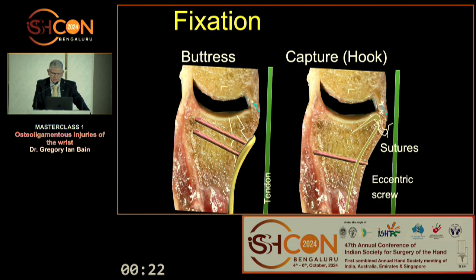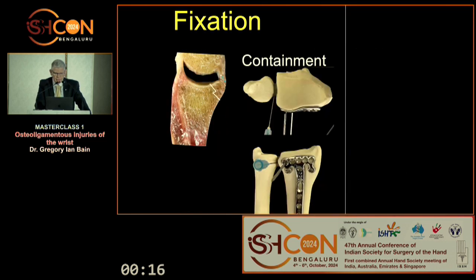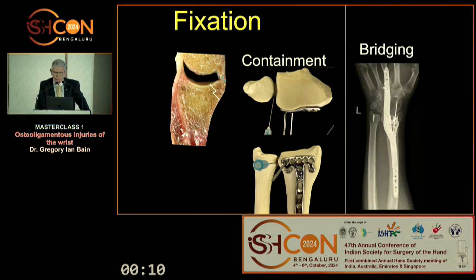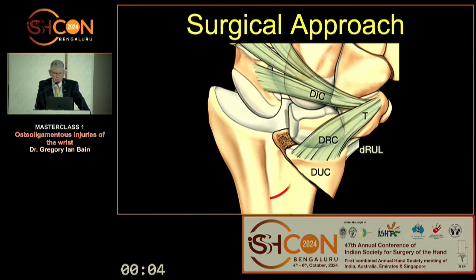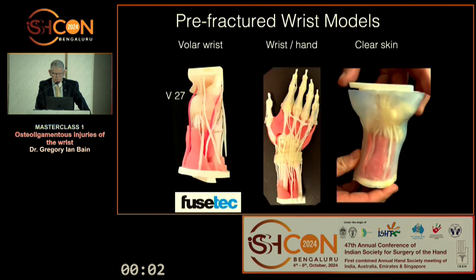In these cases, the plate's more distal, so the plate will need to be removed, often at a period of, say, 3 months. There are some patients where it's more distal, where a containment plate that wraps around the whole distal radius may need to be used, or even in extreme cases, a bridging plate. We've also found in the revision cases the volar ulnar approach can be an important addition.